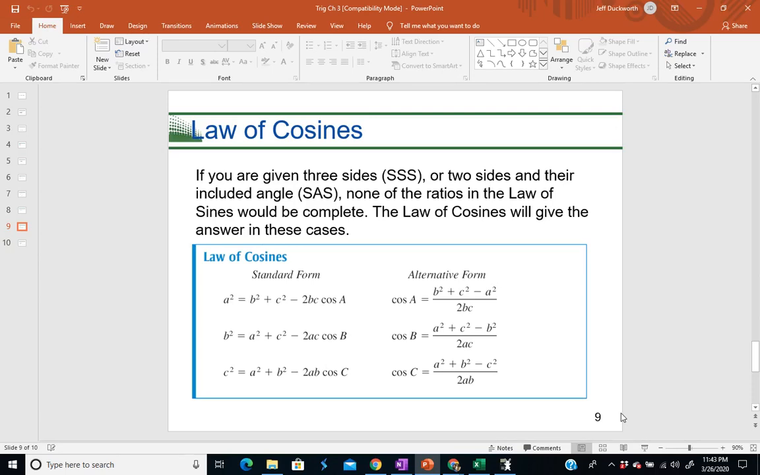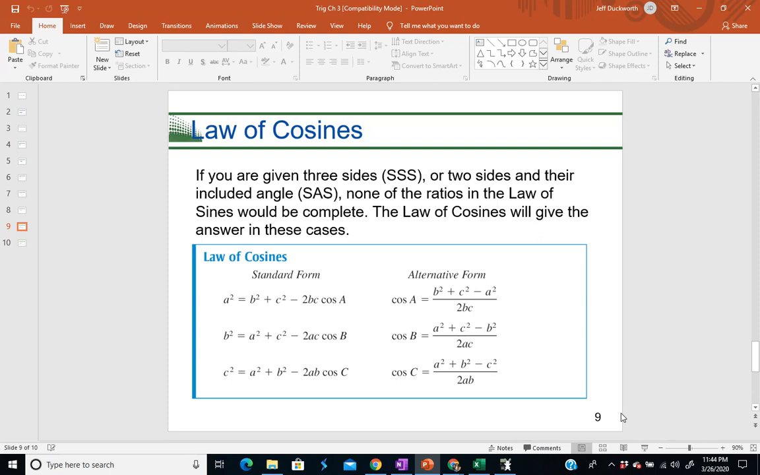The next chapter that we're dealing with is 3.2. This is the law of cosines. So this is what to do when we have either all three sides and nothing else, or a side-angle-side situation, meaning that you do not have the side opposite of the angle in question.